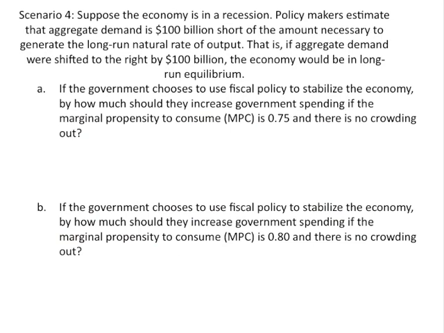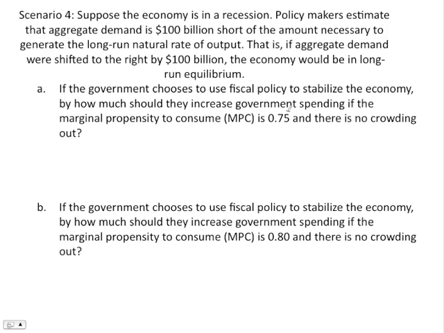Okay, let's wrap this up with scenario 4. Scenario 4 says your economy is in a recession. Policymakers estimate that aggregate demand is $100 billion short of long-run output. So if we want to get back to long run, we need to shift our AD curve to the right by $100 billion. So let's figure out how much the government has to spend or cut taxes in order to get back to that desired amount.